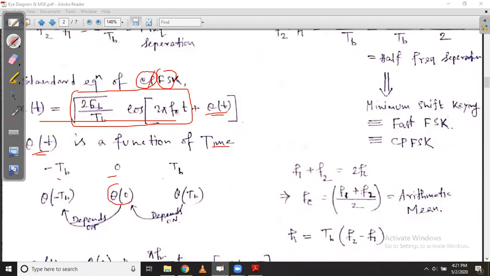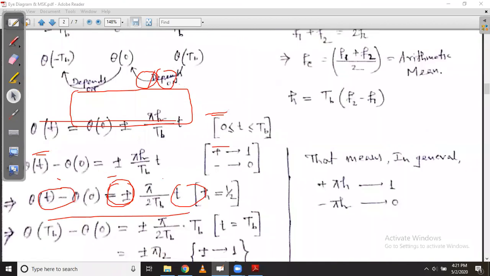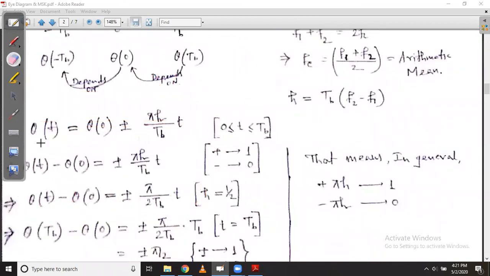Definitely this value depends on the previous phase angle value, with some relation. The relation is that theta(t) equals theta(0) plus or minus some value. This is the phase angle at time t, this is the phase angle at time 0, plus or minus some term. Plus is for digit 1, minus is for digit 0.